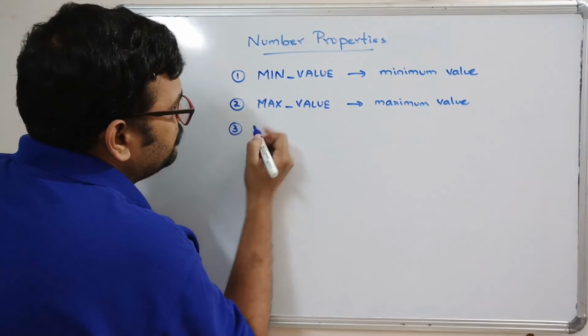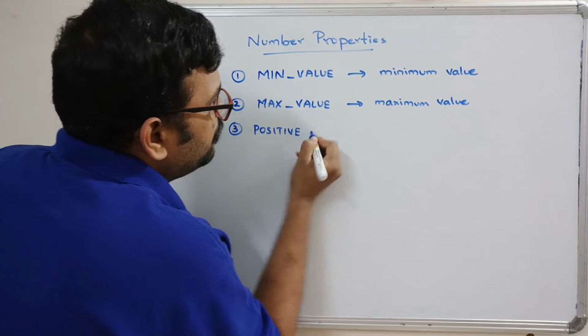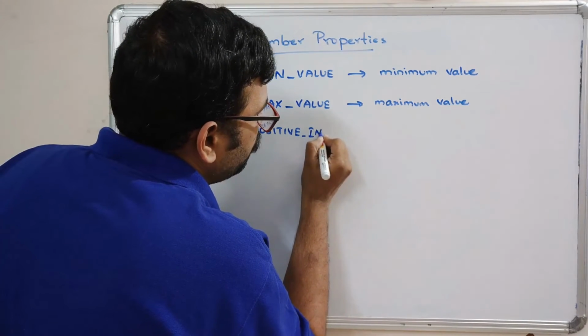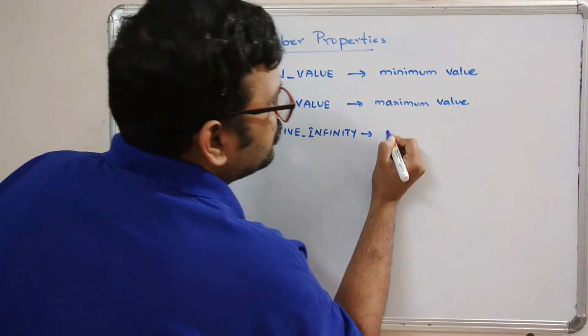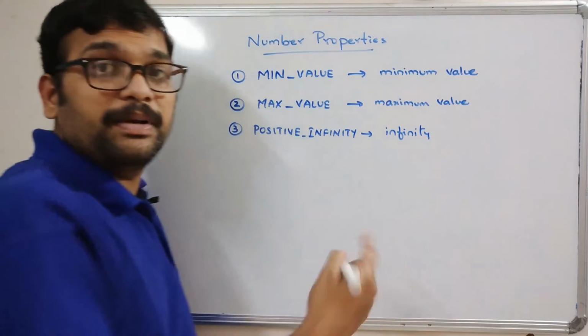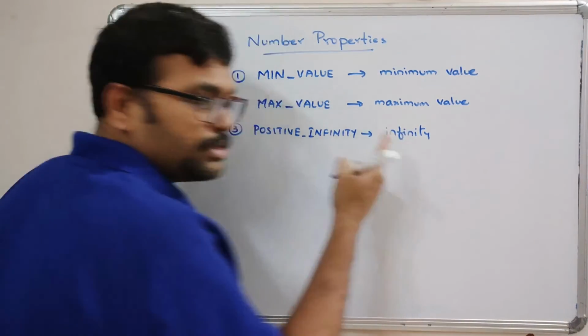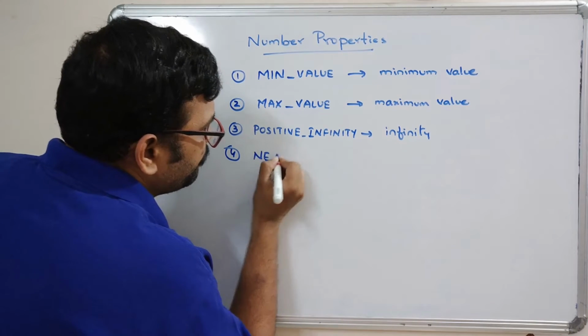And the third one, POSITIVE_INFINITY. So this will return the infinity value. Infinity, that means divided by 0. Okay, so this is a positive infinity. And the next one is negative infinity.